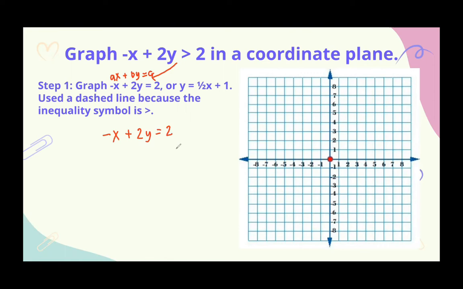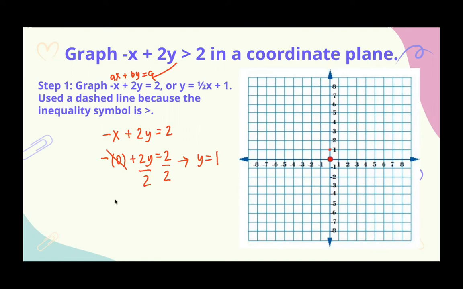Now, the way you want to do this is you want to plug in 0 for either x or y to find either your x or y coordinate. I'll do that first for our x coordinate so that we can find our y value. So 0 would cancel out, and now we have just 2y equals 2. Isolate y by dividing both sides by 2, and you get that y equals 1. So your y-intercept on the graph is going to be 1.